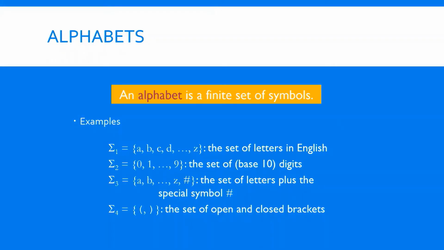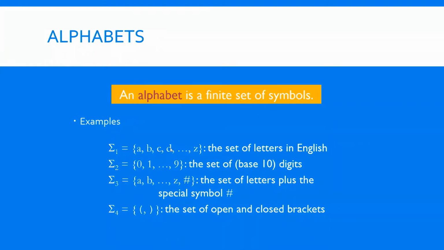Today is a kind of tutorial class. So alphabets we have defined. These are some examples of alphabet. An alphabet is a set of symbols. I have taken some examples.